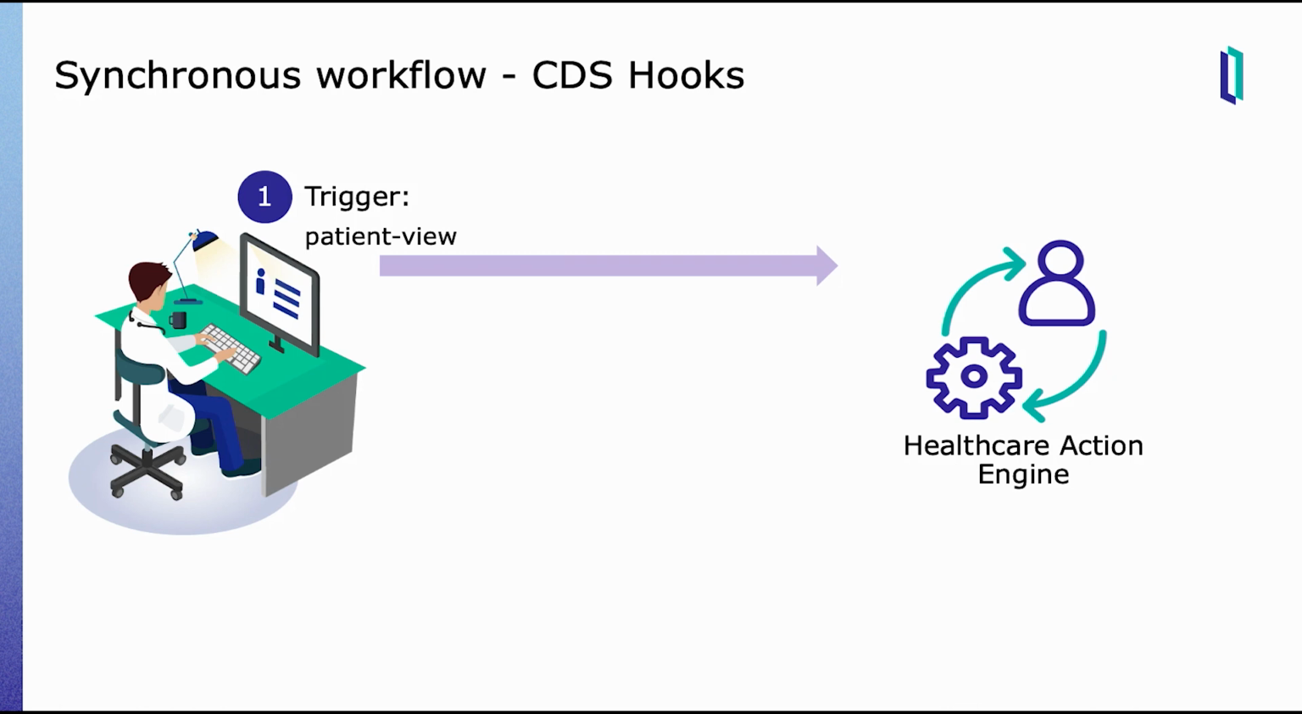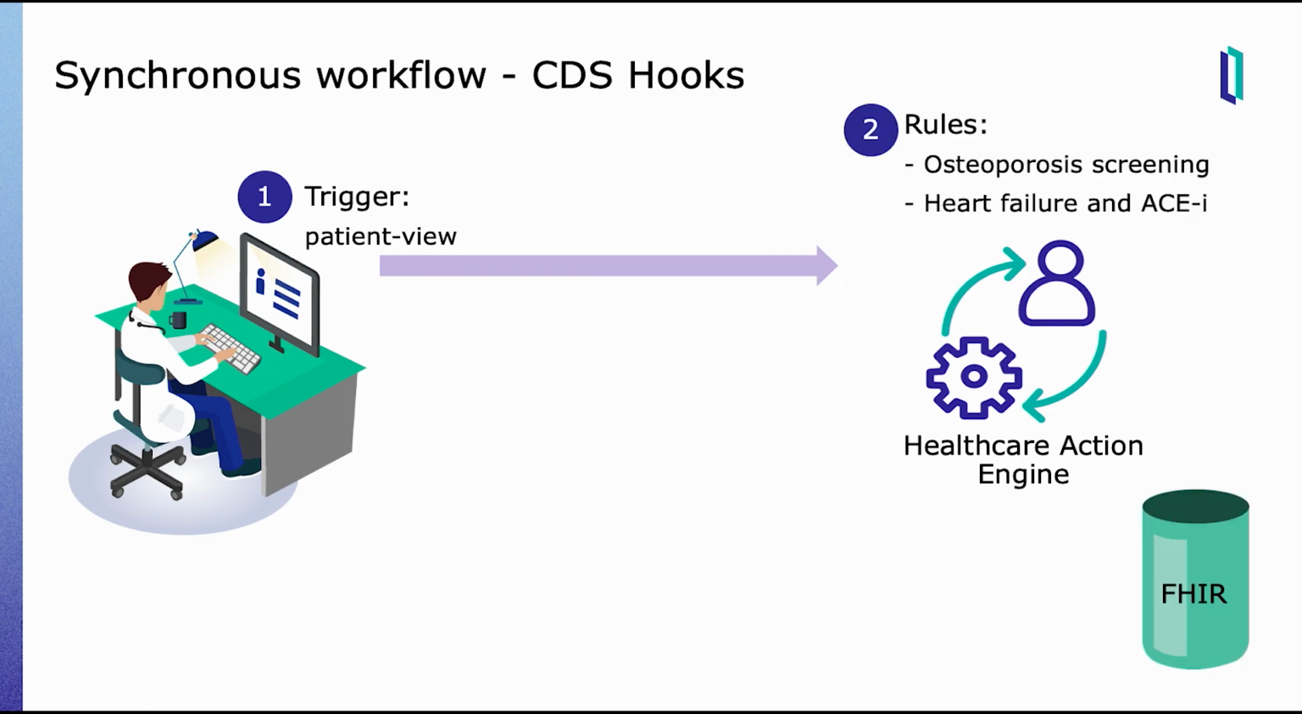So the idea is that at one point within the clinician workflow, when the clinician opens up the chart, an API call can be made out. In this case, it's made to the action engine. It calls a number of specific rules, and those rules can either be handed the data to execute the rule, or they can be handed the location of a FHIR server to go and grab the data that the rule needs in order to execute.